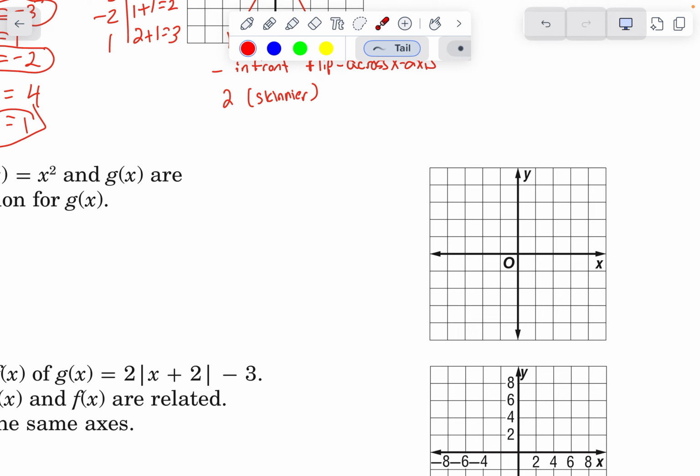Okay, so on your graph paper, could you please graph the following? Okay, so put those 5 points on for me. We're going to call this g of x. I'll give you a second to draw that.